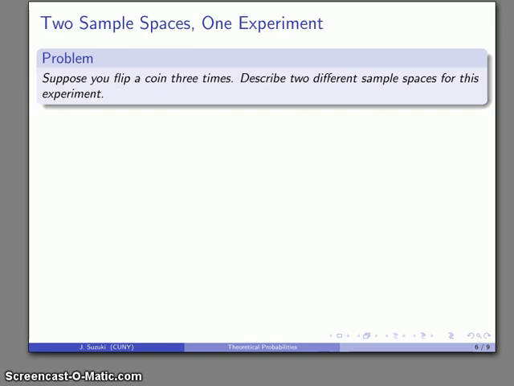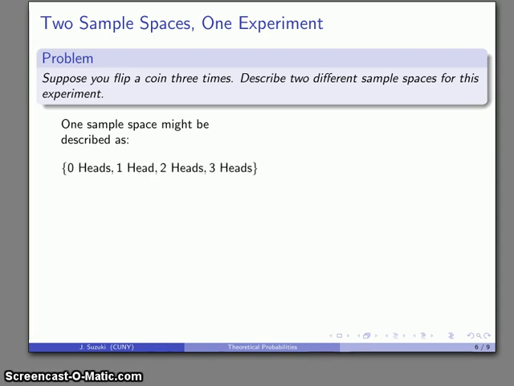Now, the focus on equally likely outcomes does make it important to really carefully consider what our sample space looks like. So let's consider a single experiment, but this time we'll describe the sample space in two different ways. So here we're going to flip a coin three times, and let's see if we can describe two distinctly different sample spaces for this experiment. So one of my sample spaces might be, well, let's see, I flip a coin three times, so maybe I'll get zero heads, or one head, two heads, or three heads in three flips. So there's one possible description of the sample space.